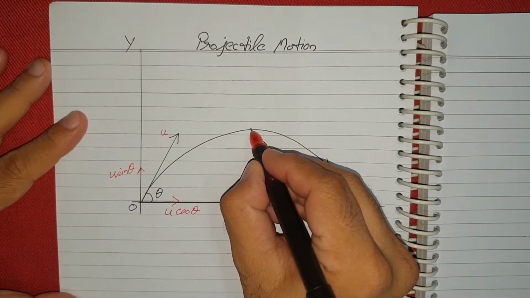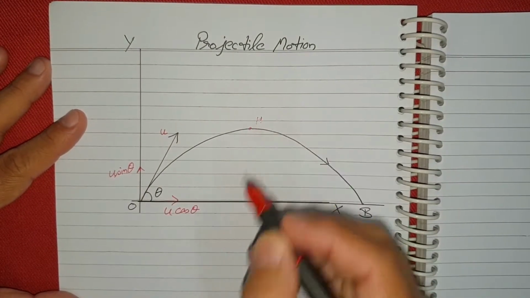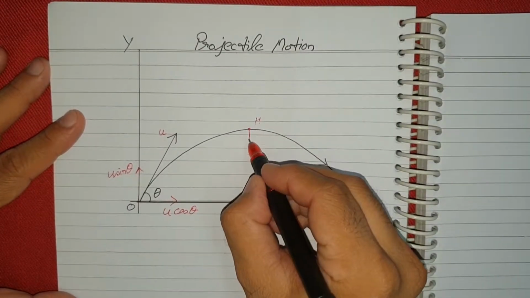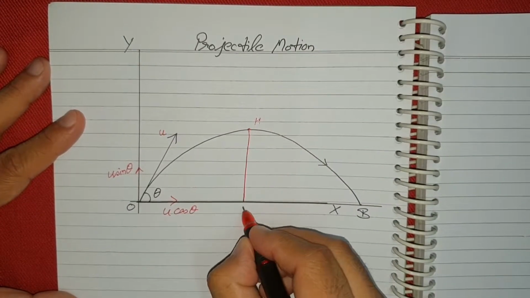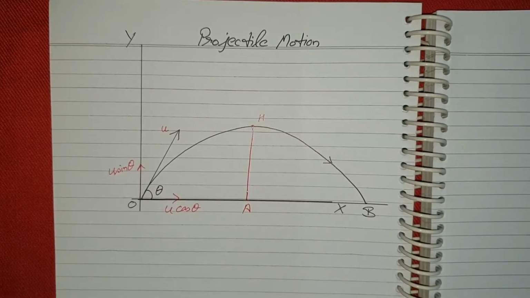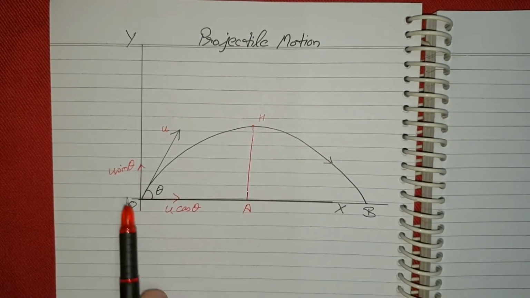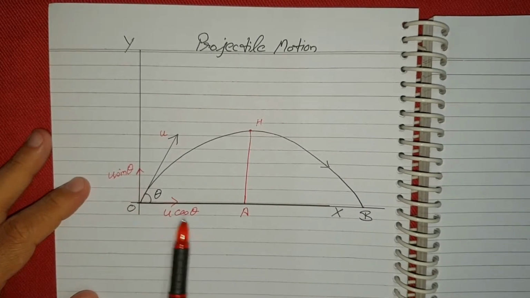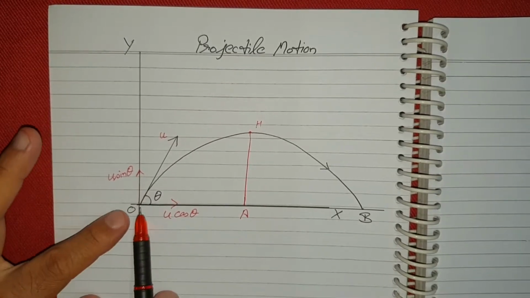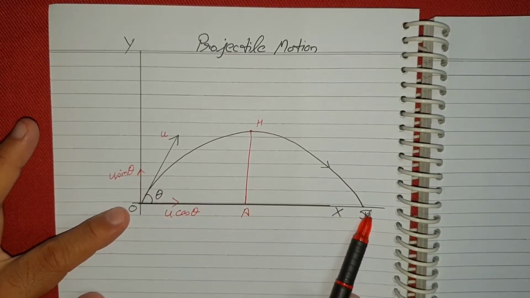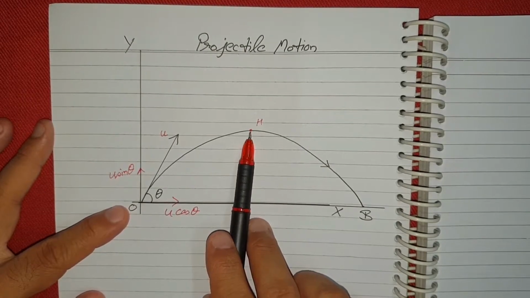If we consider H as the highest point and draw this line, this is H, the maximum height reached. So because of its two component velocities, u cos theta and u sin theta, it covers a horizontal distance as well as the height.